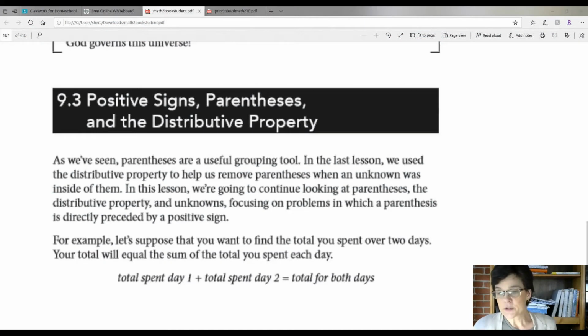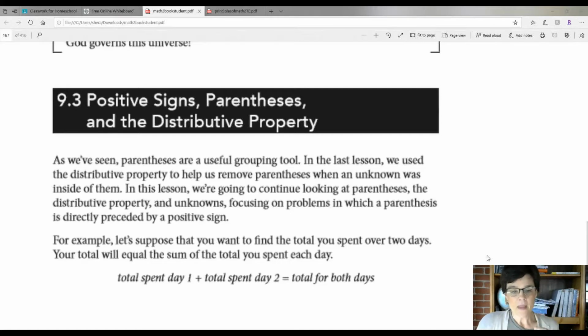And good morning. This is a pretty easy and pretty quick lesson, so we're going to get right to it. This is 9.3, positive signs, parentheses, and the distributive property. So this is going to be the same thing we've been doing. We're just going to add one little tiny, very simple detail to this.